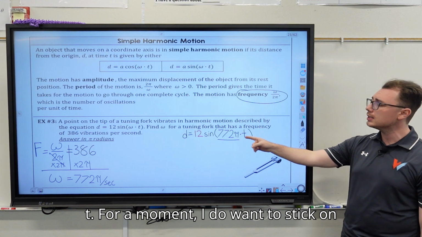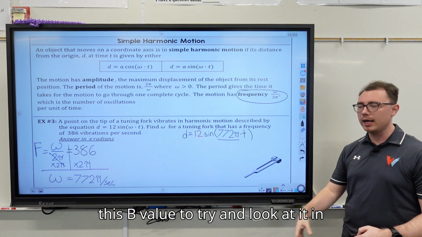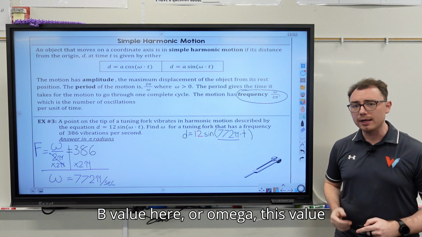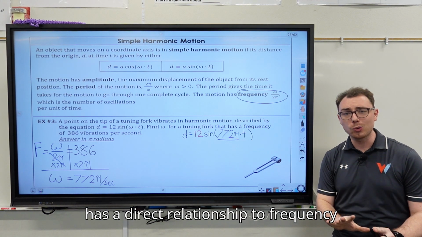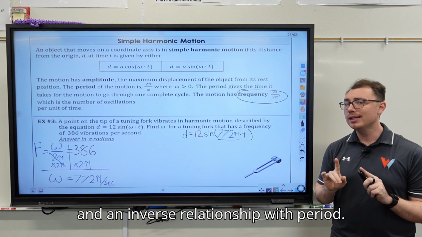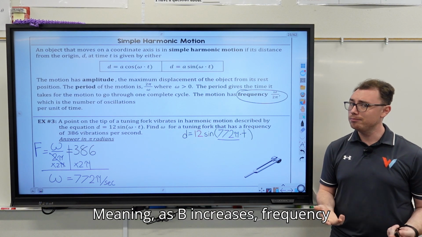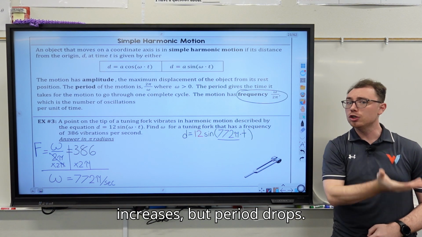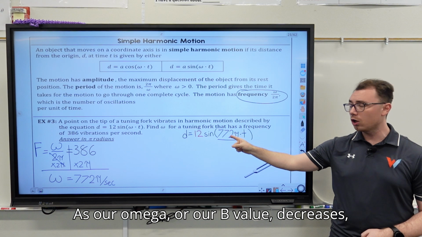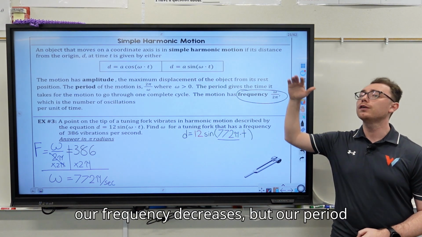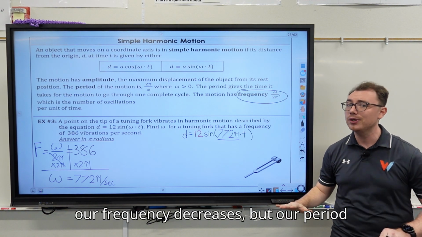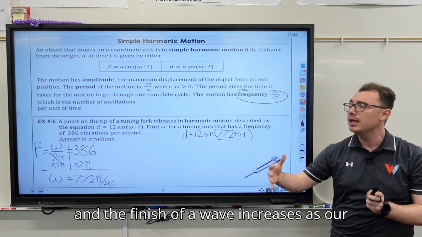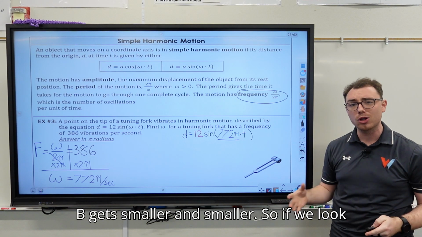For a moment, I do want to stick on this b value to look at it in the context of frequency and period. This b value, or omega, has a direct relationship to frequency and an inverse relationship with period. Meaning, as b increases, frequency increases, but period drops. As our omega, or our b value, decreases, our frequency decreases, but our period increases. The length between the start and the finish of a wave increases as our b gets smaller and smaller.